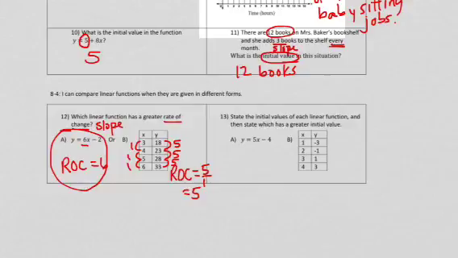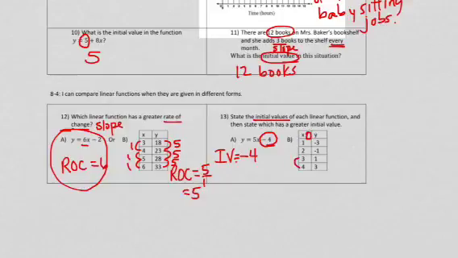For number 13, it says state the initial values and then which one has a greater initial value. So the initial value of A is the y-intercept, which is -4 because that does not have the variable with it. So the initial value for that one is -4. And for the table, again, this does not have an initial value in it. We need the initial value to be when x equals 0. So we have to kind of go backwards.